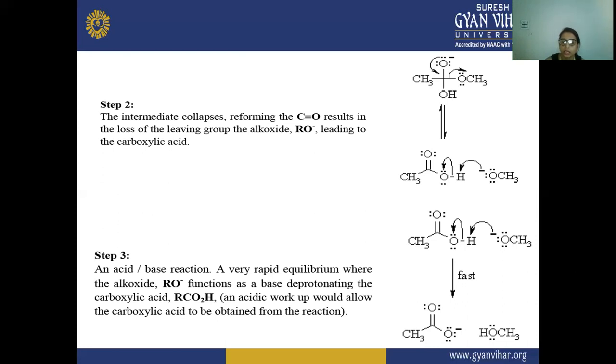So here, RCO2H, there is an acidic workup and that will allow the carboxylic acid to be obtained from this reaction. This base will attack this hydrogen atom, and there is a formation of the alcohol, and the carboxylate ion is formed here. And this is a very fast reaction. As this is removed from here, this nucleophile will attack. Now it is acting as a base and it will remove this hydrogen from here, and this bond will shift to here, and there is a negative charge on this oxygen atom.